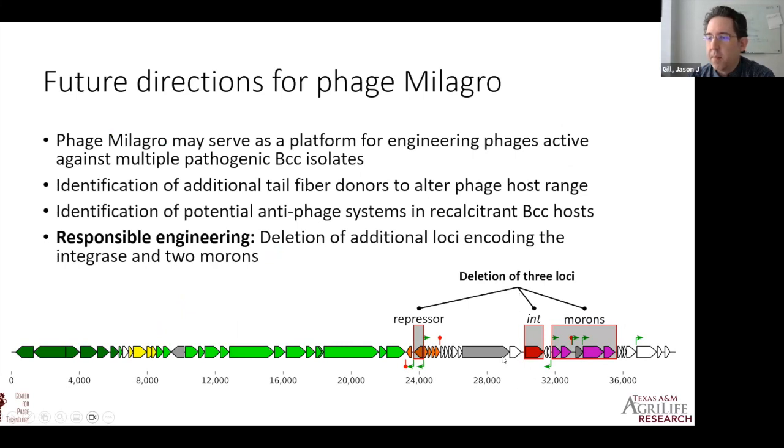And we're also proceeding with deleting other accessory functions here to try to make this a better virulent phage and lower the risk. So we're proceeding now with deletion of the integrase and of this morons region. We have actually deleted a patch of genes here, the morons and some accessory genes, and the phage still grows fine. So it doesn't appear to be essential for phage growth. So we will be able to have a phage that doesn't have these genes in it, and that's still functional. These don't appear to be essential.